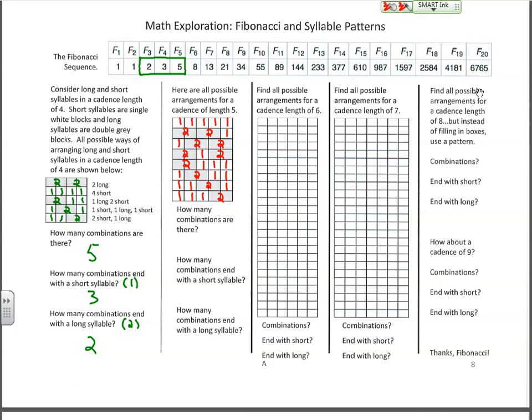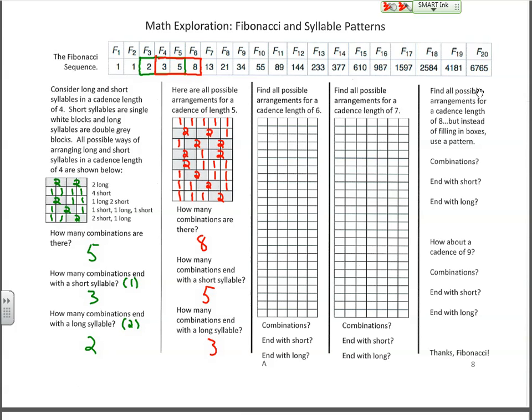Okay. Someone said it looks like a staircase there. That's kind of intentional. Again, we're working through this logically. But anyway, how many total combinations are there? There are 8 of them. How many combinations end with a short syllable or a 1? 5 of them do. And how many combinations end with a long syllable or a 2? 3 of them do. That sequence of numbers, 8, 5, 3.